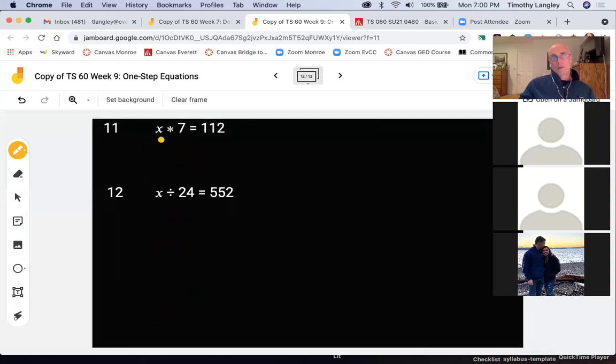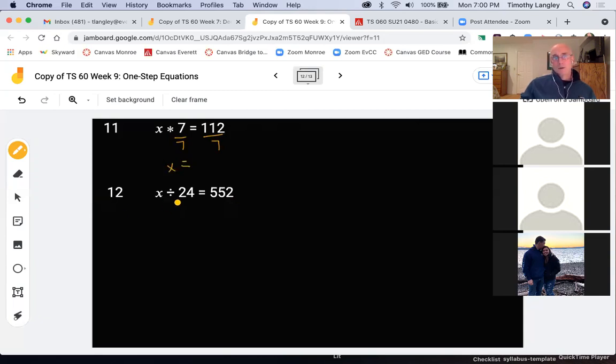This one here, number 11, X times 7. You notice this is times. The opposite operation is division. So if I divide this side by 7 and divide this side by 7, that gives me X equals, and that gives me the answer, okay?